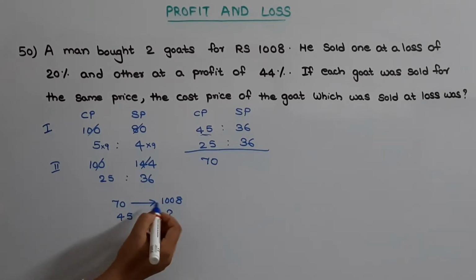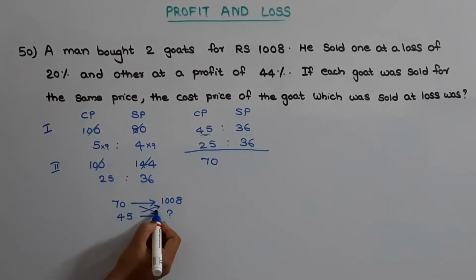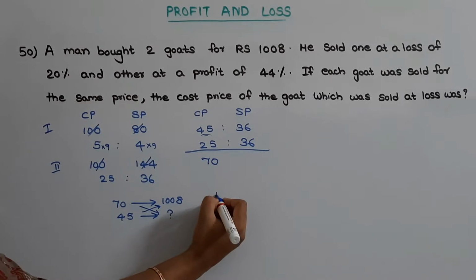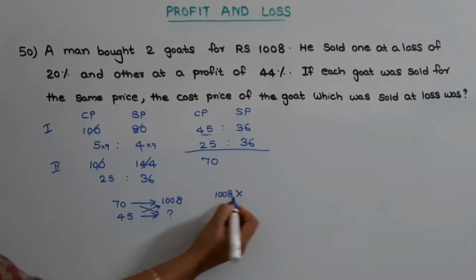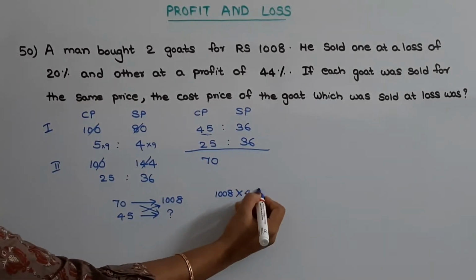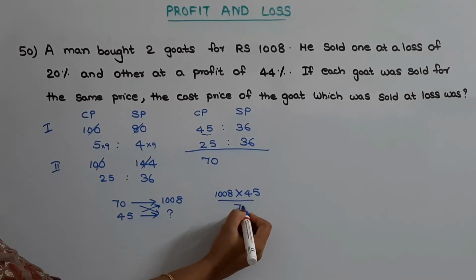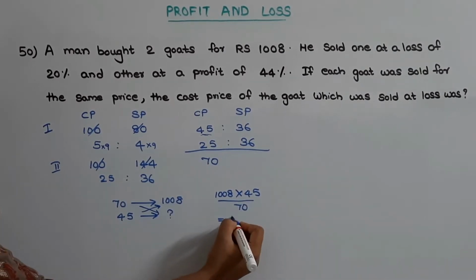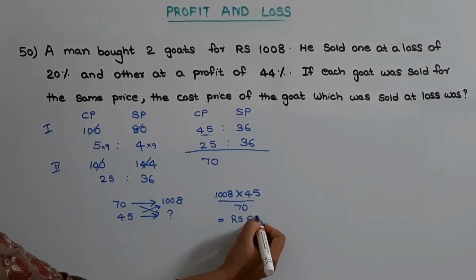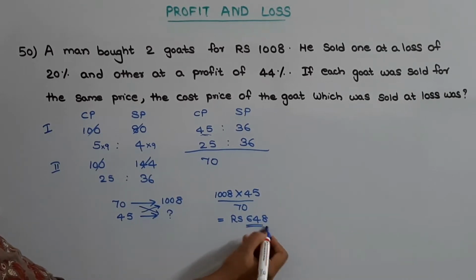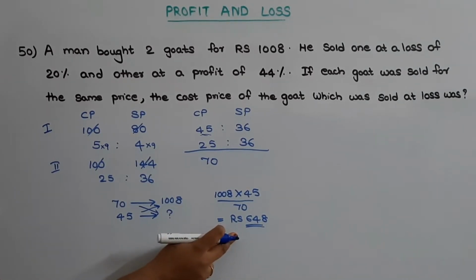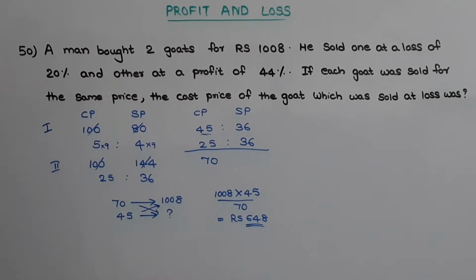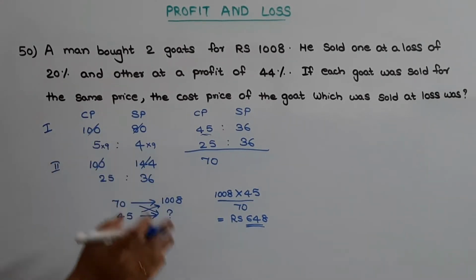This can be found out by cross multiplying. That is 1008 into 45 divided by 70. On solving this, you will get the answer as rupees 648. So this is the cost price of the goat which was sold at loss. So this is the first method.